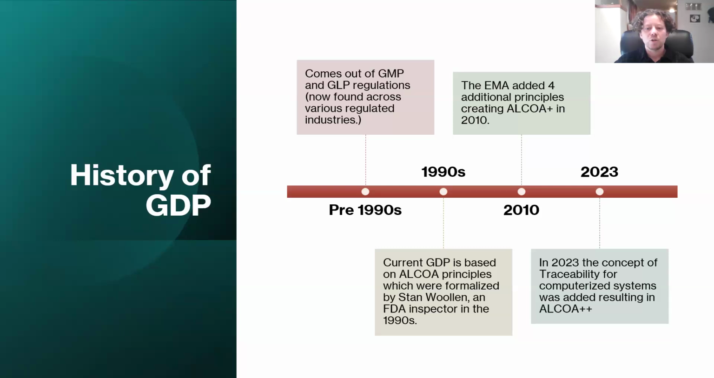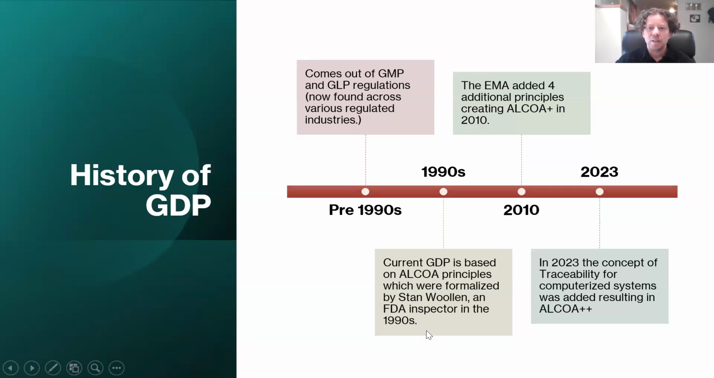So our current understanding of GDP is primarily based on the principles of ALCOA. This is an acronym that I'll cover in a few slides. So if you don't know it yet, don't worry. All of the principles within it were already found in different places throughout the regulations, but they were really formalized by an FDA inspector named Stan Woolen, who really brought it all together and created this acronym.